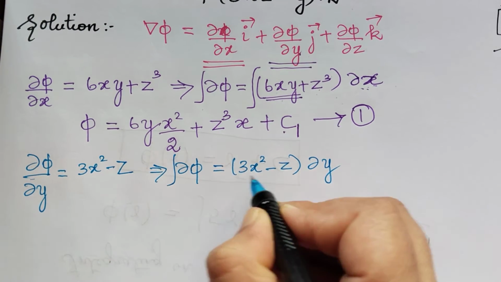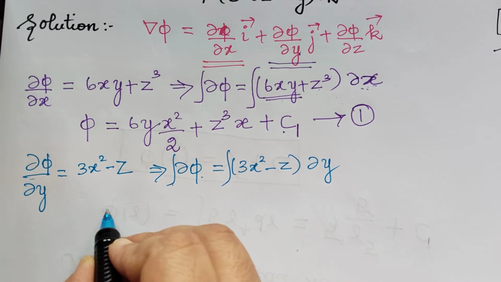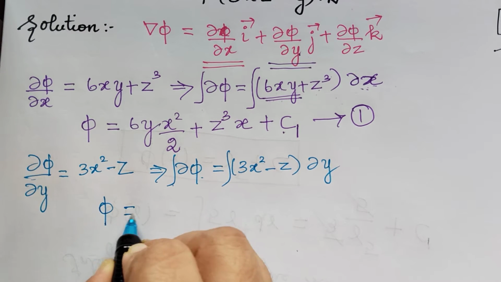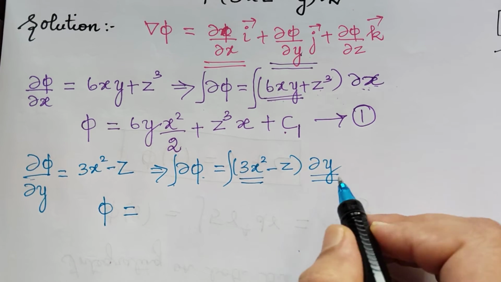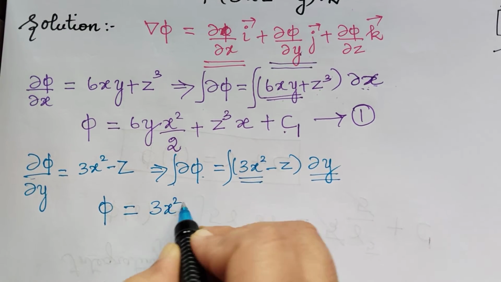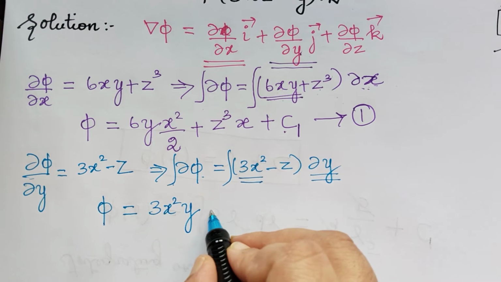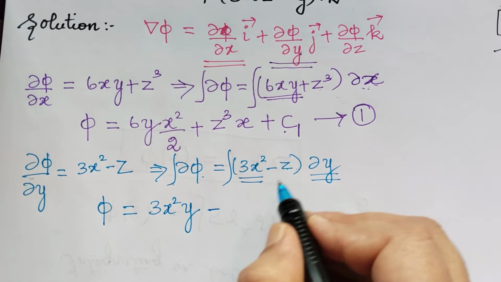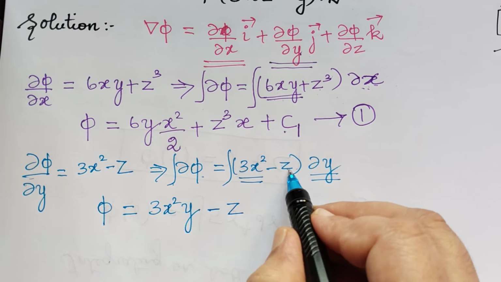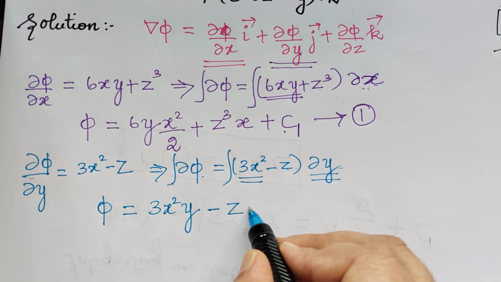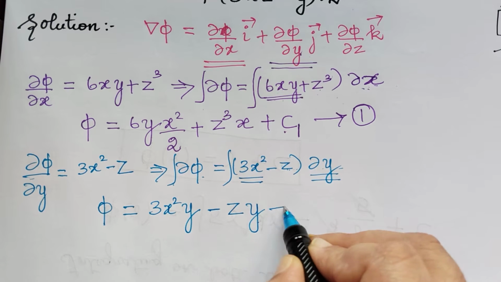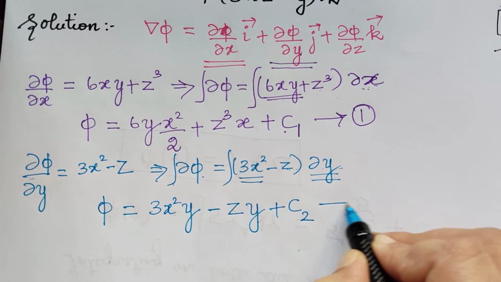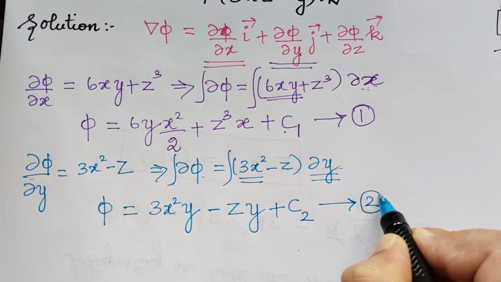Now integrating on both the sides, integral ∂φ will be phi, that is equal to the integral of 3x square partially with respect to y, which will be 3x square y, and minus, again this is z, and along with z dy, which on integrating becomes y. So zy plus a constant of integration c2. So this will be marked as equation 2.